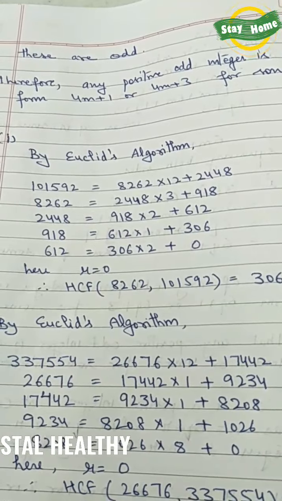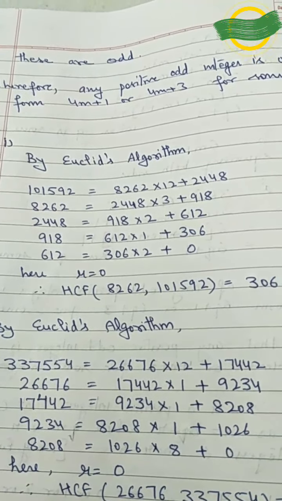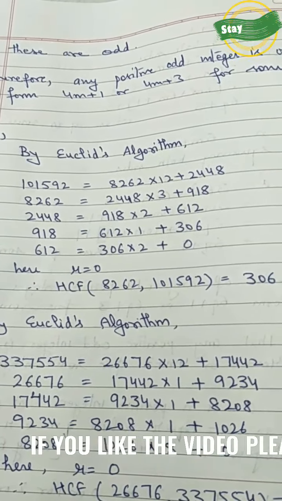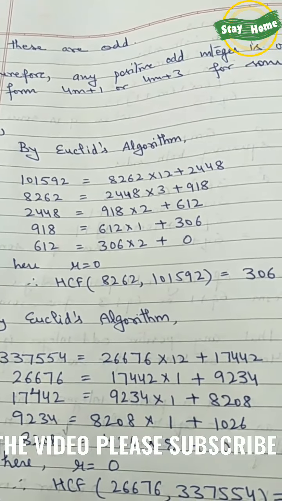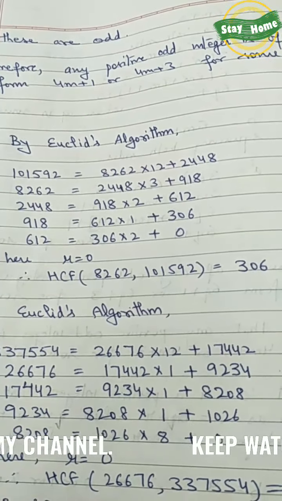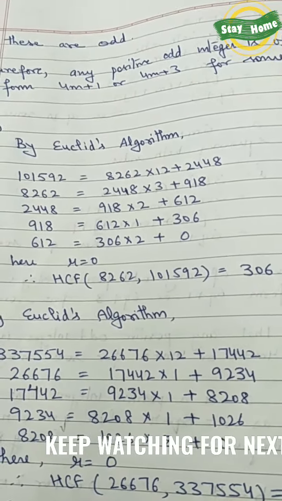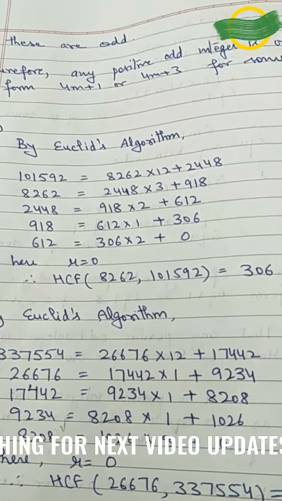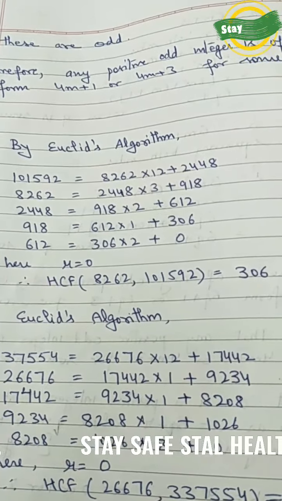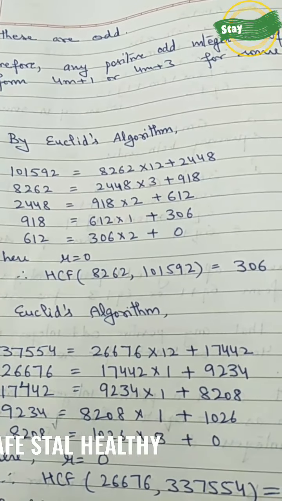So let me continue the question by Euclid's algorithm. We will do it in the same way we have done in the previous assignment. We will take the bigger number as dividend and the smaller number as divisor. We will continue the process until we get the remainder 0. And if you see the last step, 612 equals 306 into 2 plus 0. So remainder is 0. The final HCF is 306.